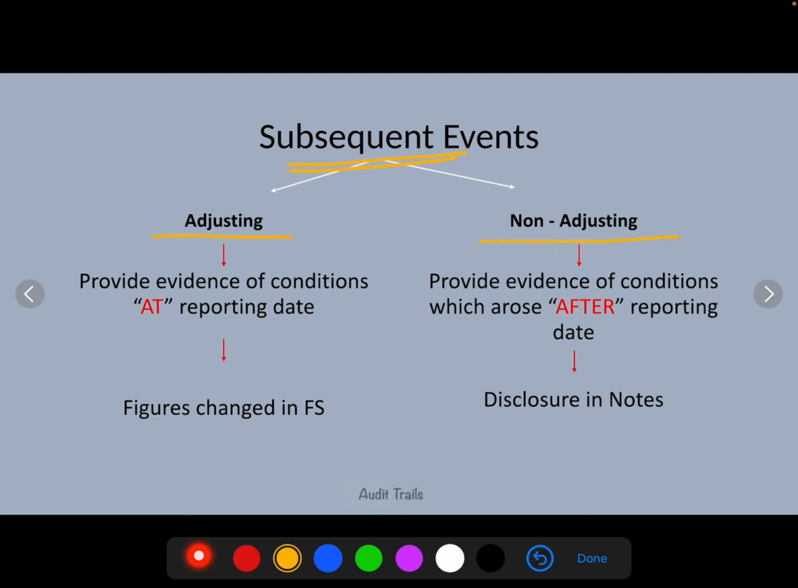Adjusting ones are the events which provide evidence of conditions at the reporting date. So for these events, as the name suggests, we'll have to change, alter or adjust our financial statements. But for non-adjusting ones, we simply have to make disclosures in our notes to accounts because they provide evidence of conditions which arose after our reporting date.